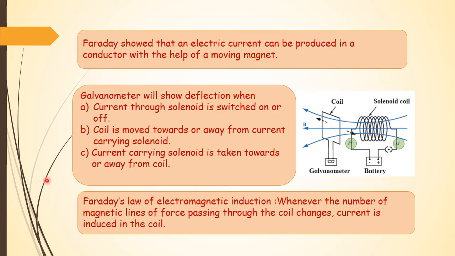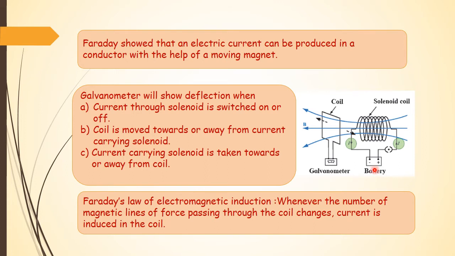Faraday showed that an electric current can be produced in a conductor with the help of a moving magnet. For that purpose, he carried out various experiments. One such experiment is a coil and solenoid experiment over here. Here you can see coil is connected to the galvanometer. See, this galvanometer is a device which shows a change in its position only when the current flows through it. Now this solenoid is connected to a battery over here.